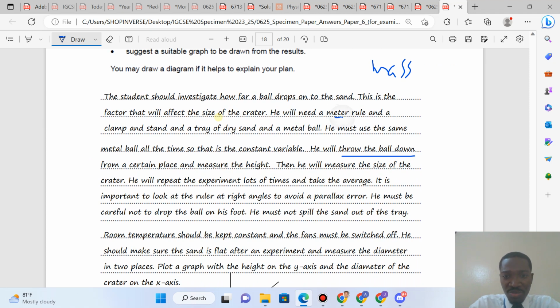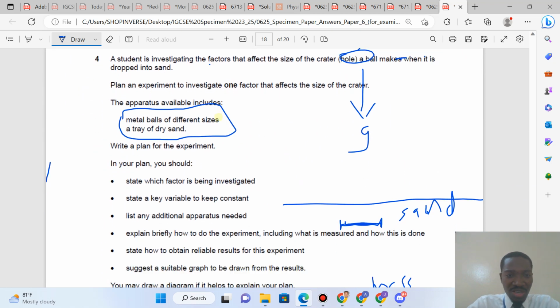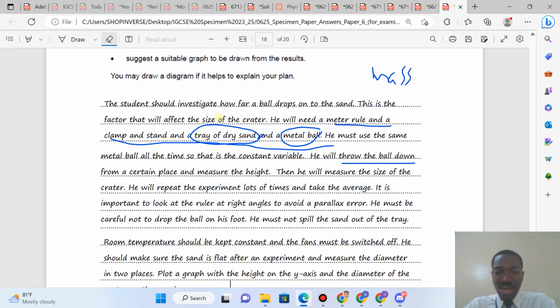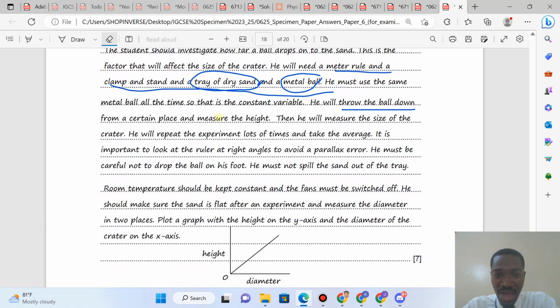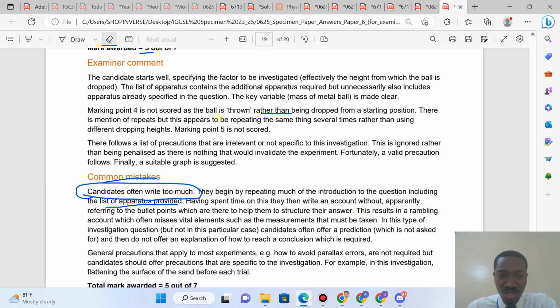So you don't specify apparatus that have been specified in the question. You will need a meter rule, a clamp, a stand, a tray of sand, a metal ball, tray of dry sand. All of these, they are already in the question, okay? You don't list out a metal ball, a tray of sand. These are mistakes that students make that do not earn them any mark, but instead waste time that they could spend on other things that will earn them good marks. So you don't list out apparatus that have already been mentioned in the question.